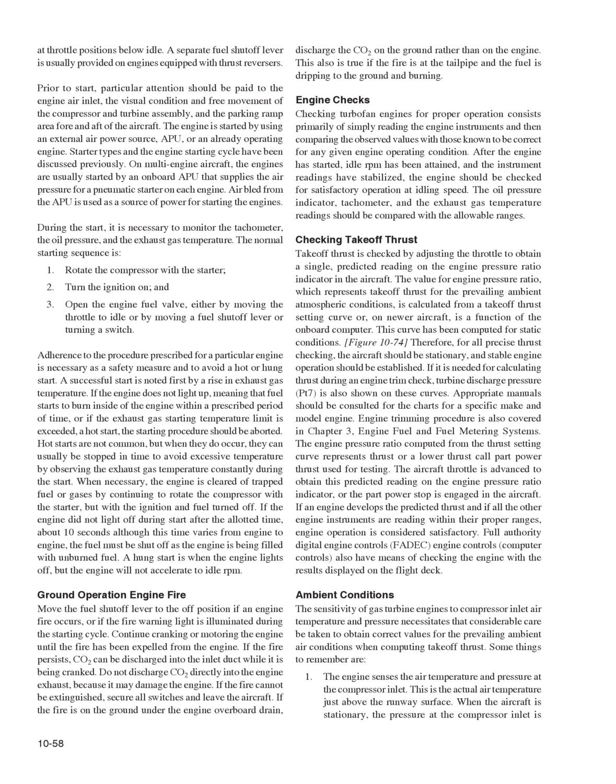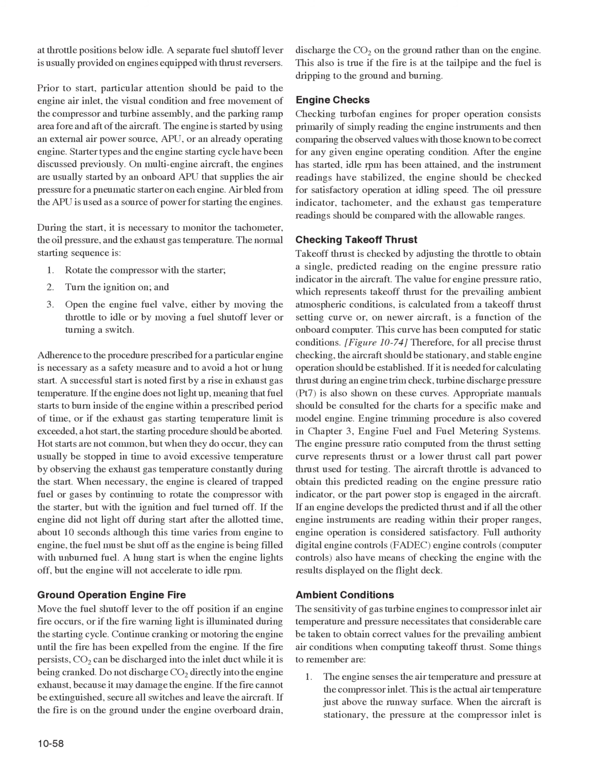Checking turbofan engines for proper operation consists primarily of simply reading the engine instruments and then comparing the observed values with those known to be correct for any given engine operating condition. After the engine has started, idle RPM has been attained, and the instrument readings have stabilized, the engine should be checked for satisfactory operation at idling speed. The oil pressure indicator, tachometer, and the exhaust gas temperature readings should be compared with the allowable ranges.